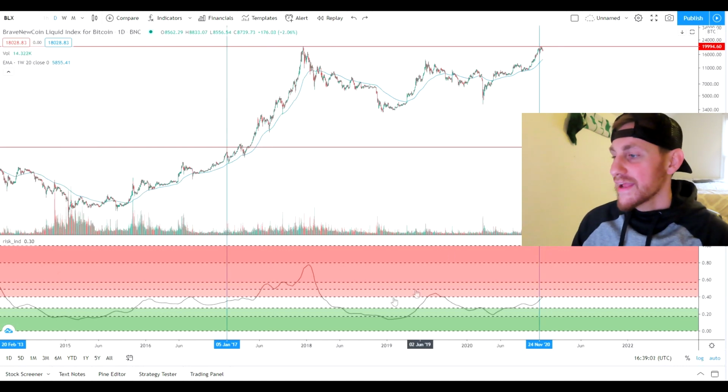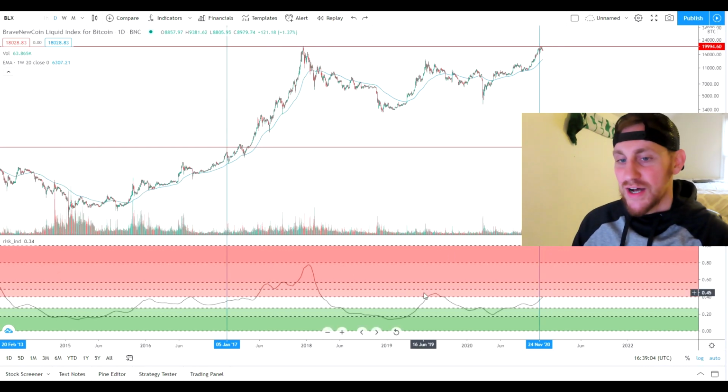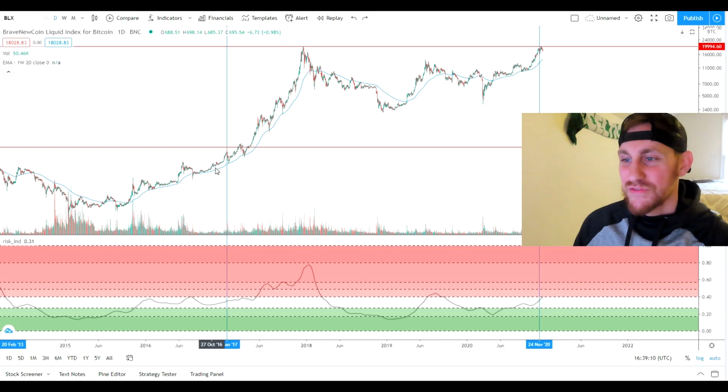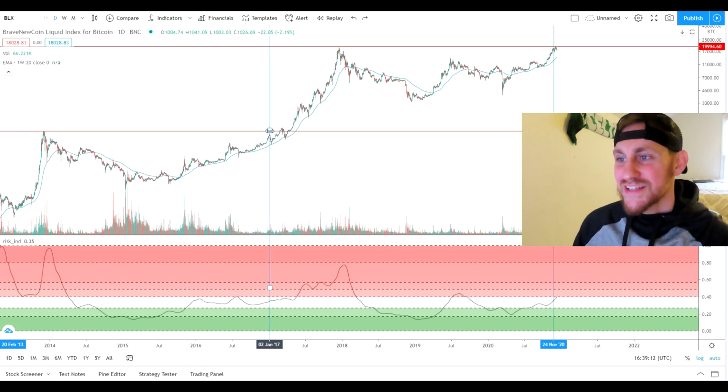Now, why is this risk index so important, right? So let's look at where we were in 2017 when we retested our all-time high. When we retested our all-time high back here in 2017, you guys can see where we were. We were right in the middle of that white box, and we ended up coming up and retesting the top of the white box before getting a slight pullback down, right?